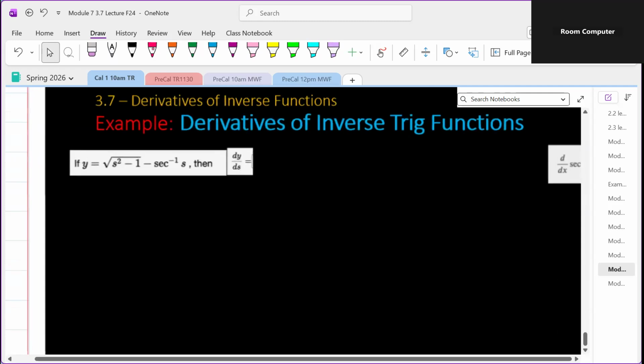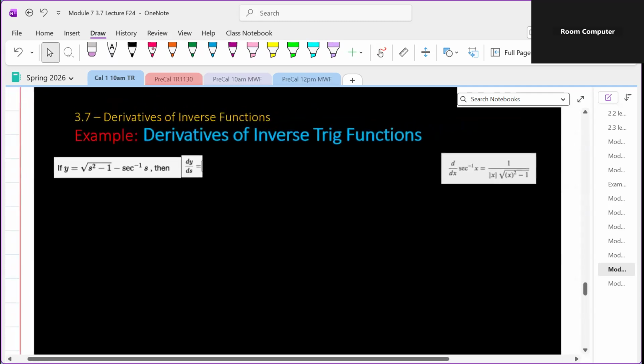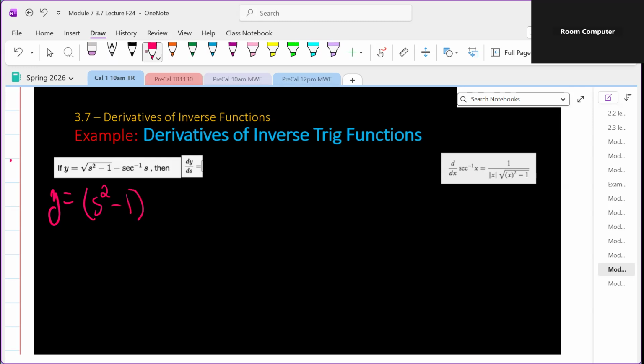All right, I think we can do this one. So we got our definition of secant over on the side there. Our definition of the derivative of the inverse secant of x, sorry. But then our function here, I'm going to rewrite it a little because that square root can actually be thought of as s squared minus 1 to the 1/2 power. So when I rewrite it as the 1/2 power, now I've got a chain rule that I can do for my derivative here.